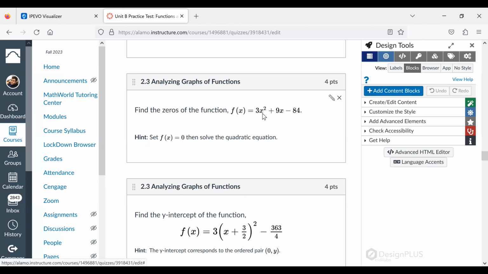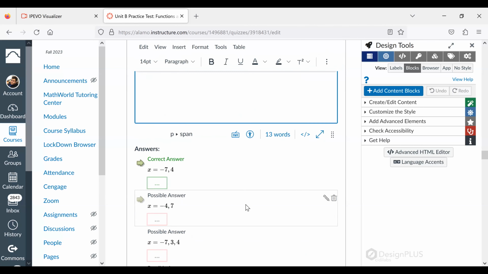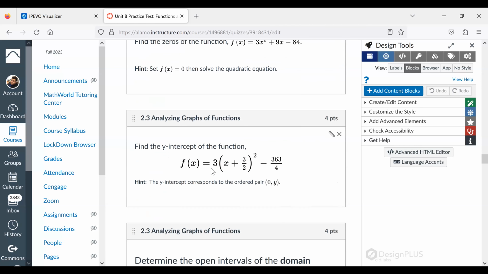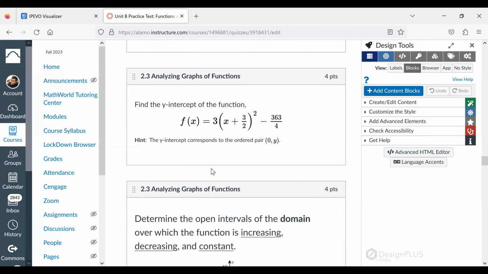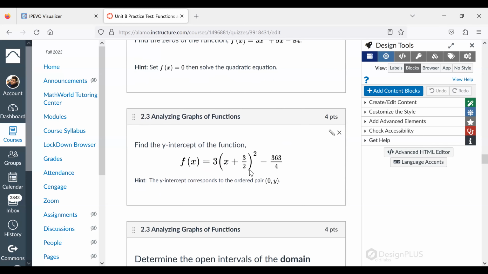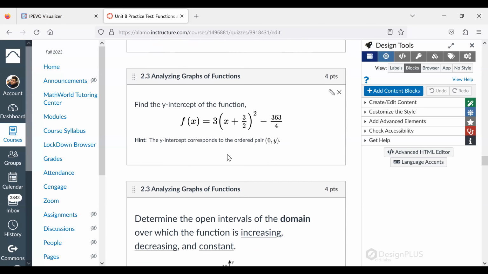I don't really care how you enter them because I still have to grade it myself, but they might want it as points. I don't know. Let's see. No, they just put commas. Okay. Find the y. So we did the x-intercept. Y-intercept, you just plug in 0 and then you simplify. That's it. So let's move on.